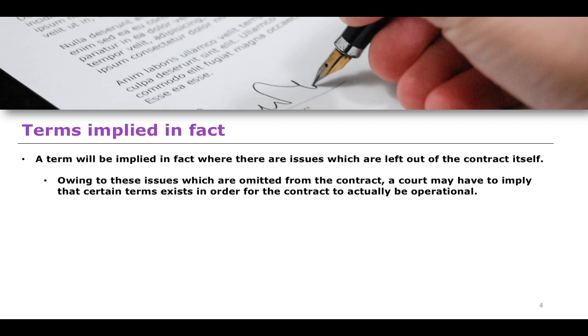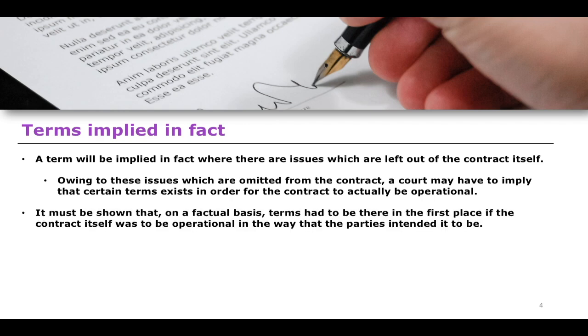And it's also implied that the parties to the contract agreed to this term in order for the contract to be operational. It must be shown, therefore, that on a factual basis, terms had to be there in the first place if the contract was going to operate in the way the parties intended it to operate. And this strikes to the heart of the party's intention, because if the parties intended the contract to operate in a specific way, and in order for it to operate in a specific way, it would require the existence of this term that doesn't actually exist in the contract, then it means that the parties de facto intended for this term to be in the contract itself, given the fact that they intended it to act in the way that this term requires.